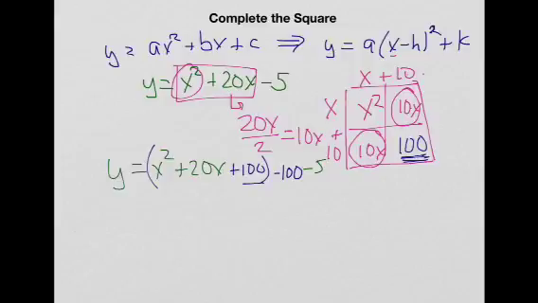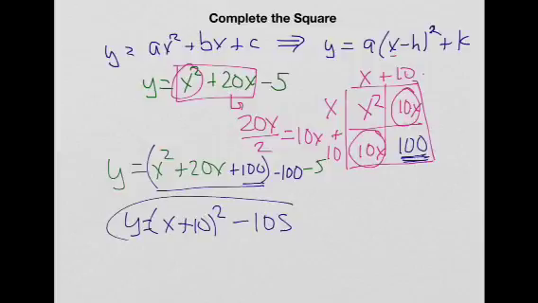Because this x squared plus 20x plus 100 is my perfect square, which is my x plus 10 squared. And then outside the square, I have my minus 105. That's my k value, my vertical shift. So that's my equation in vertex form. And that's that process of completing the square. Let's look at what kind of things can be thrown at us to make this a little more difficult.